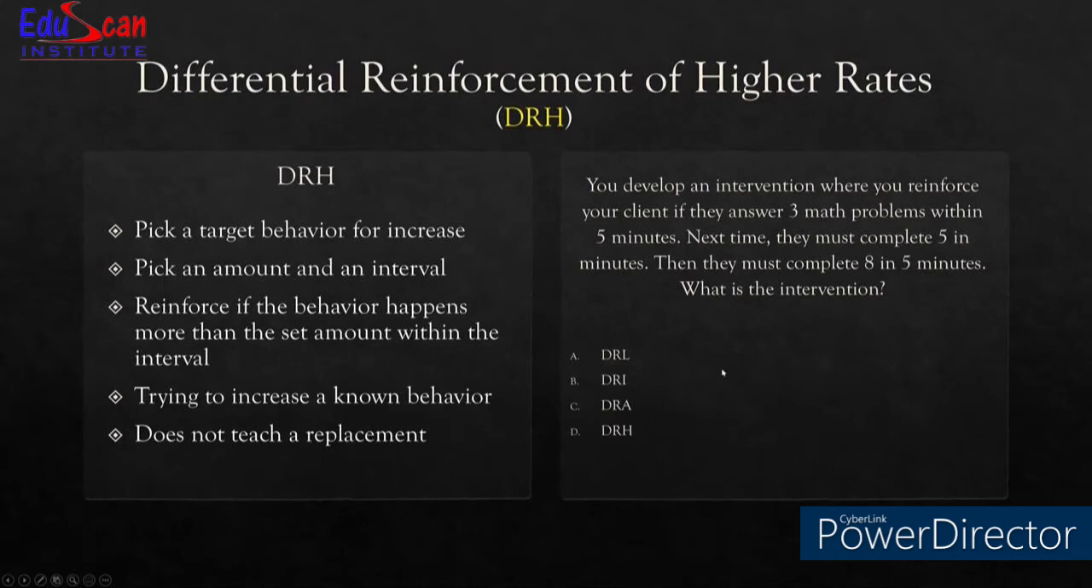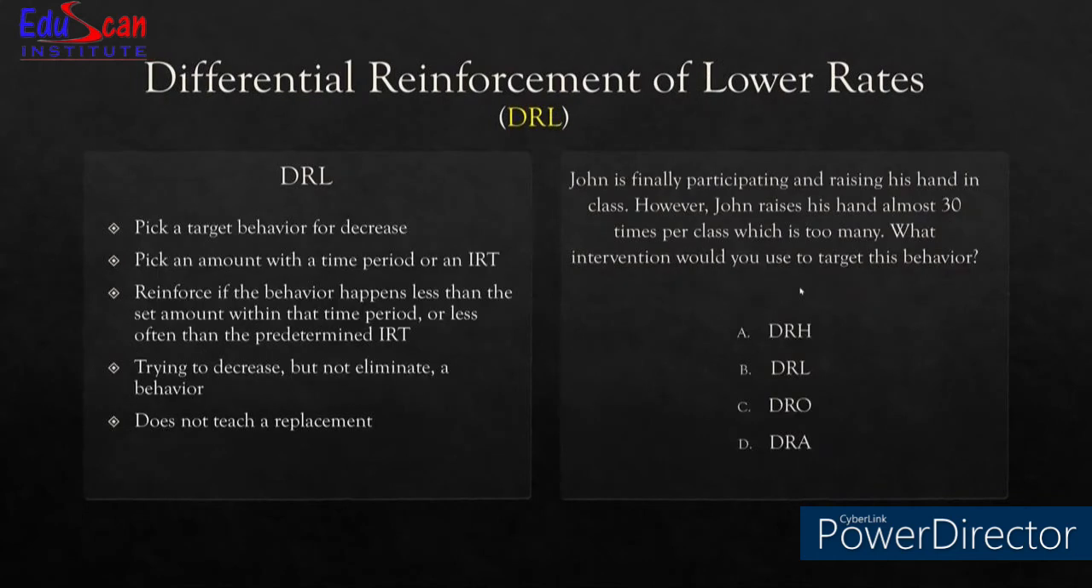What is the intervention? Of course, the intervention is DRH, where we are increasing to a higher rate of an existing behavior. So it's very similar to DRL. DRL is differential reinforcement of lower rates, where we are trying to decrease the behavior of existing time.